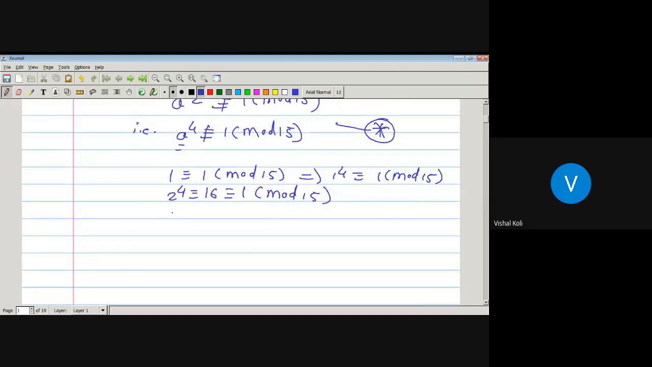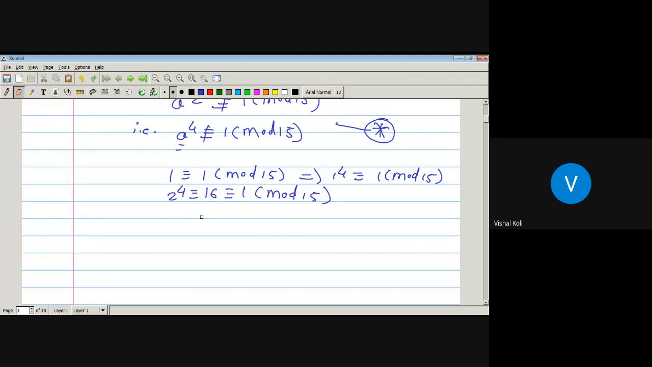Now, 3 squared is 9. 3 raised to 4 will be 81. Now, what is the value of 81 over modulo 15? Sorry, I think 3 is not an integer which is relatively prime to 15.